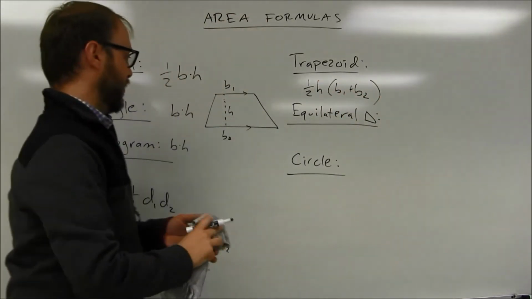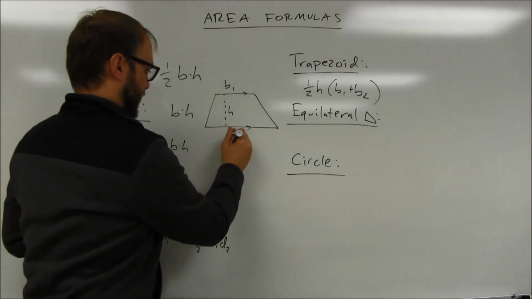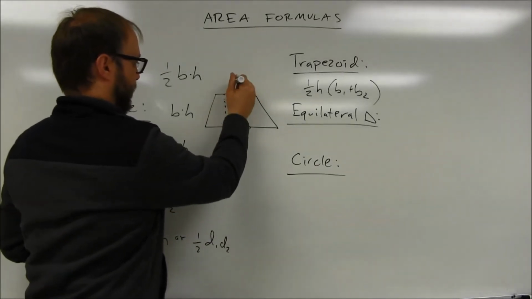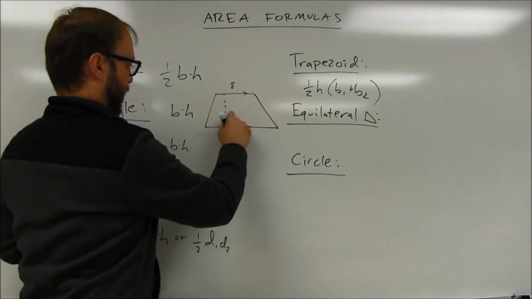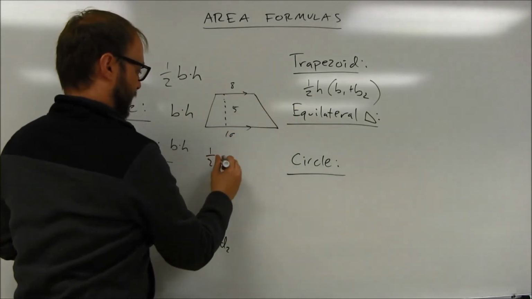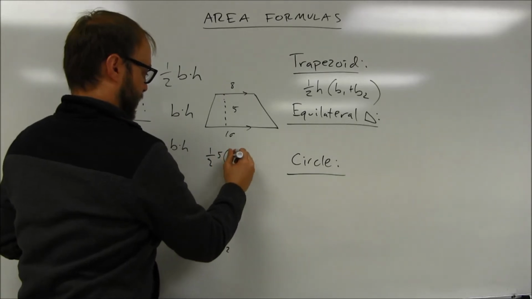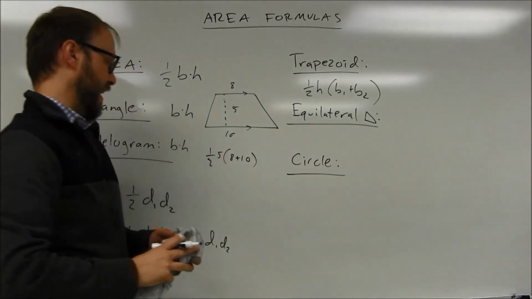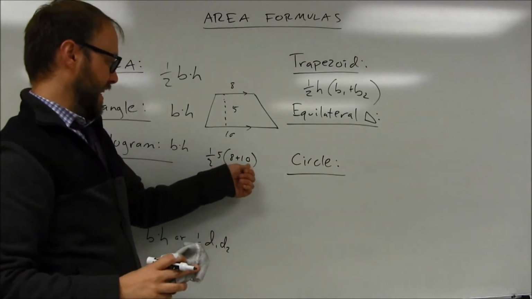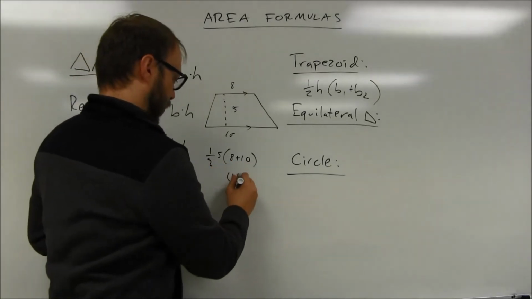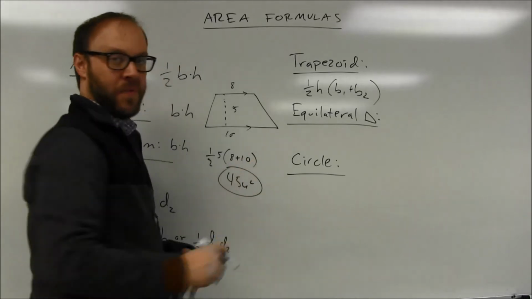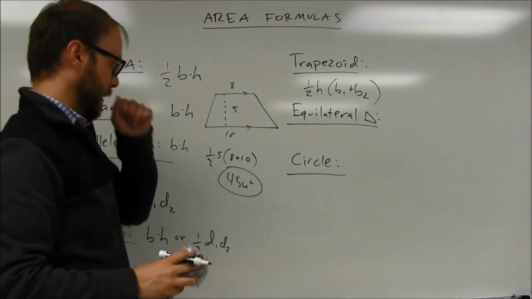Okay? So for example, if this base was 10, and this base was 8, and this height was 5, write 5 there, that would be half the height of 5 times the sum of the two bases. This is 18. 18 times 5 is 90. Half of 90 is 45 square units. That would be the area in this particular case.